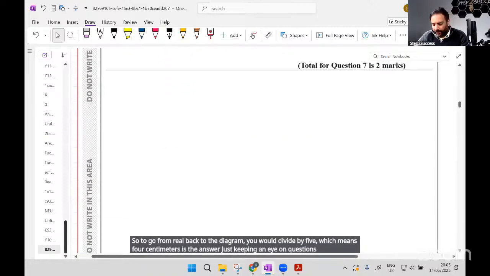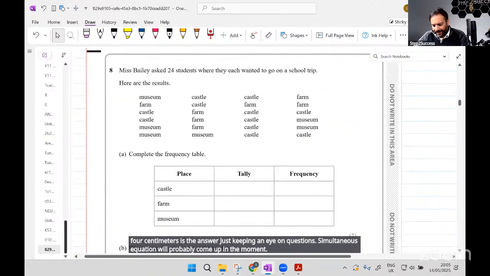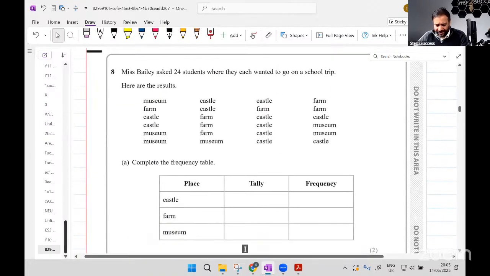Just keeping an eye on questions. Simultaneous equations will probably come up in a moment. I'm not doing this question, it's a waste of time.